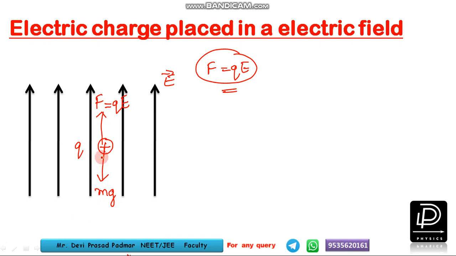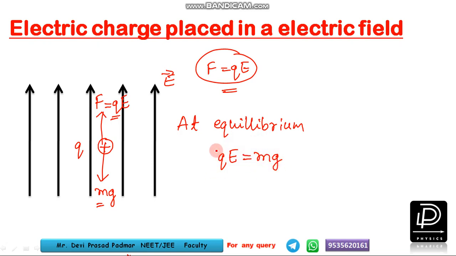Now this charge is at rest, which means, as I said, the net force must be equal to zero. When these two forces are equal and opposite, then we can say that the net force on that charge is zero. That means at equilibrium, net force is zero. That means this QE must be equal to mg. So this is the condition for equilibrium of this charge.